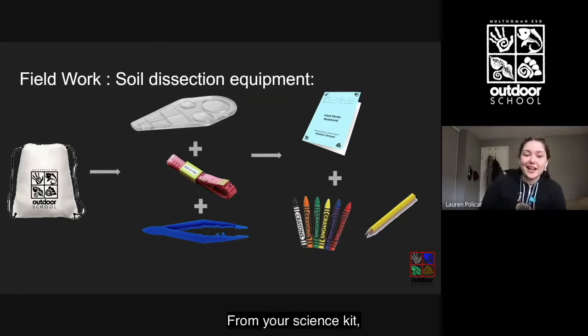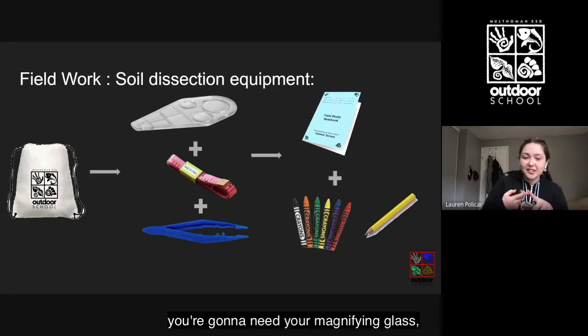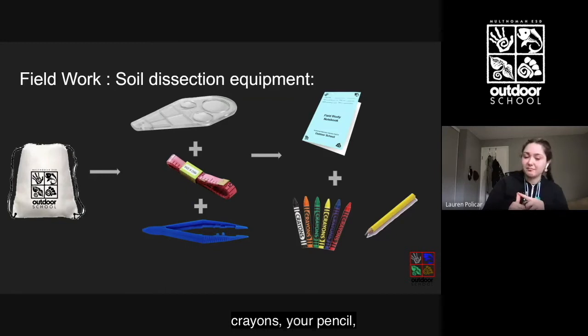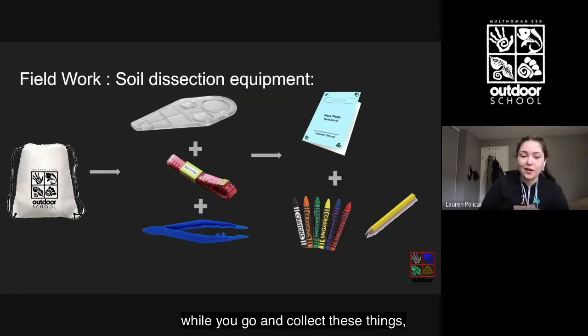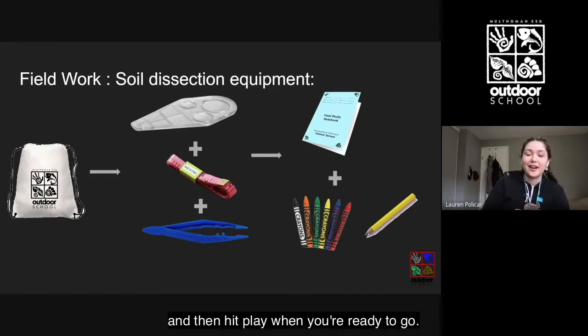From your science kit, you're going to need your magnifying glass, your tape measure, tweezers, crayons, your pencil, and of course, your field study notebook. You can pause this video here while you go and collect these things, and then hit play when you're ready to go.